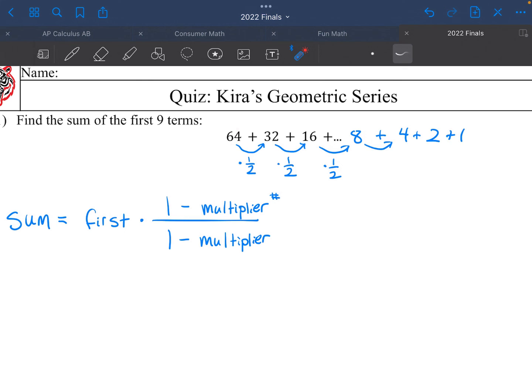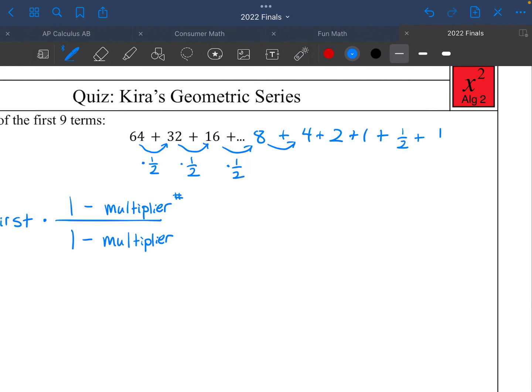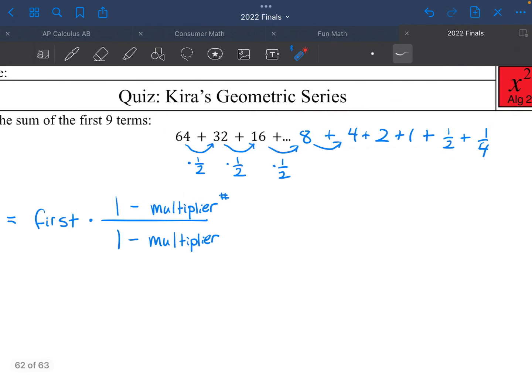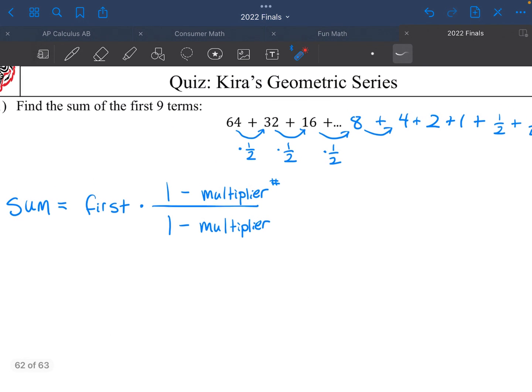How many do we have so far? We have 1, 2, 3, 4, 5, 6, 7. We need 2 more. So technically, here's a little easier way of doing this, plus a half, plus a fourth. You could just add those numbers on a calculator, and you're done. That would be nice. So what Kira maybe should have done is the first 90 terms. So it's not impossible to do it this way, but you could totally just do it that way and be done with it. Let me show how to use the formula, because the formula is definitely going to be needed to do number 2. You could use guess and check, but it's faster to use the formula.